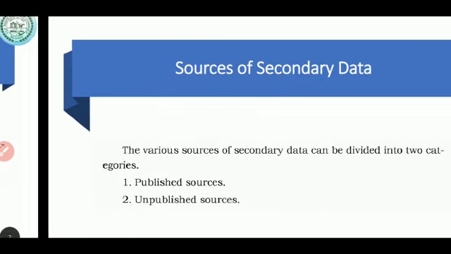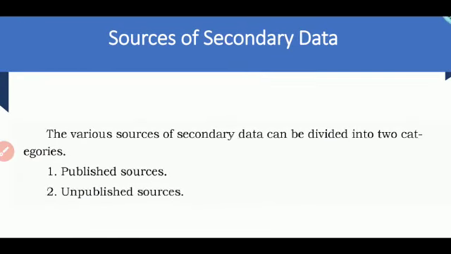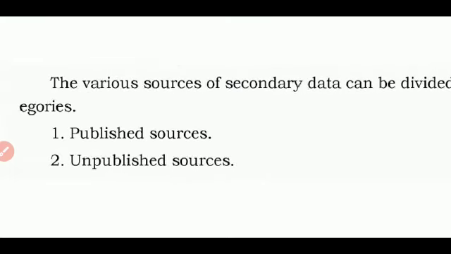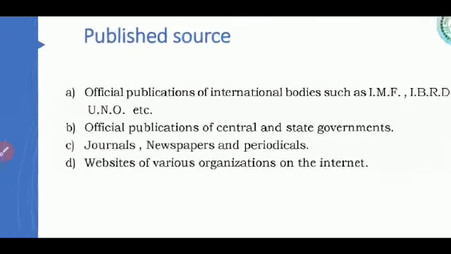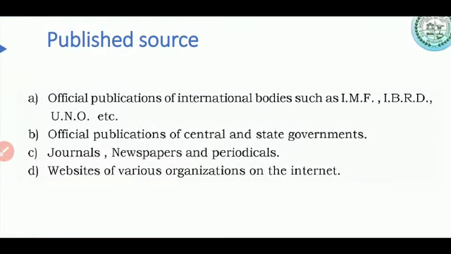Now let us see from where we are getting the secondary data, or sources of secondary data. The various sources of secondary data can be divided into 2 categories. First one is the published sources and the second is unpublished sources. Published means everything is available, it is open to everybody. Unpublished means it is not open, it is maintained in the form of a record. So we will see what are the published sources and unpublished sources of secondary data.